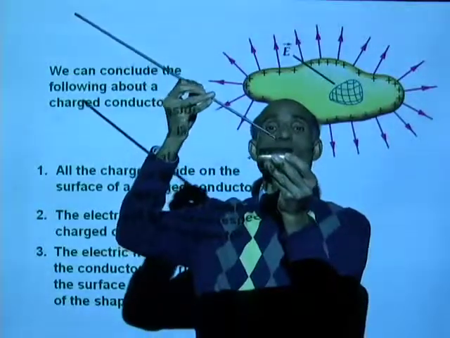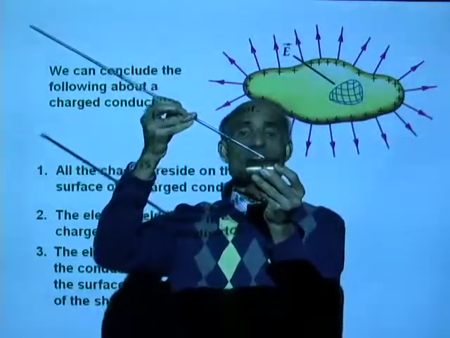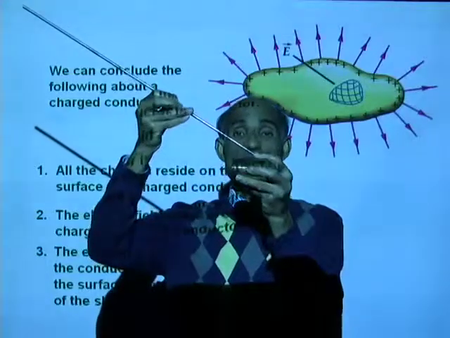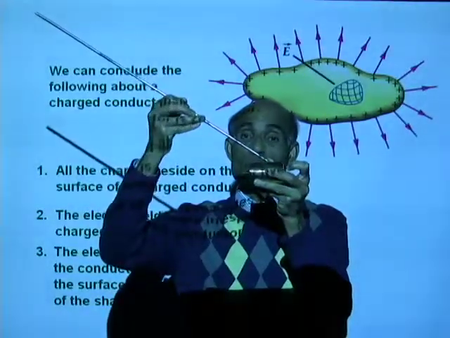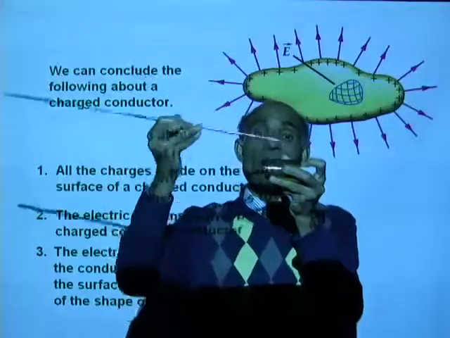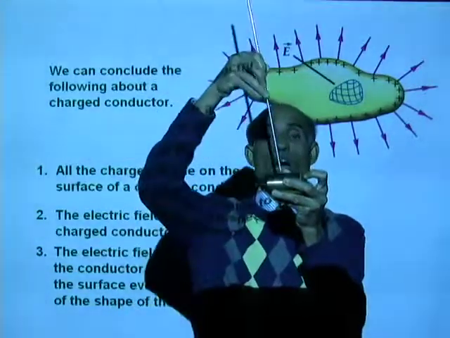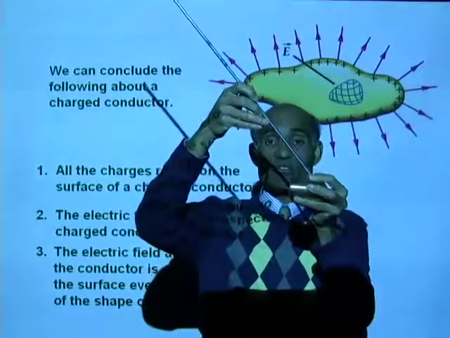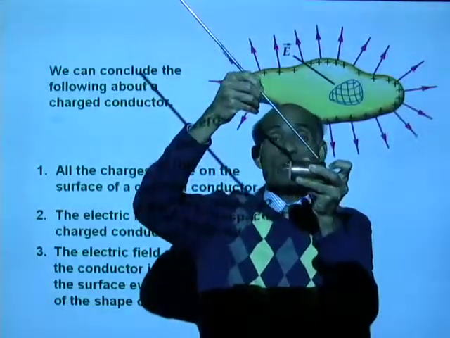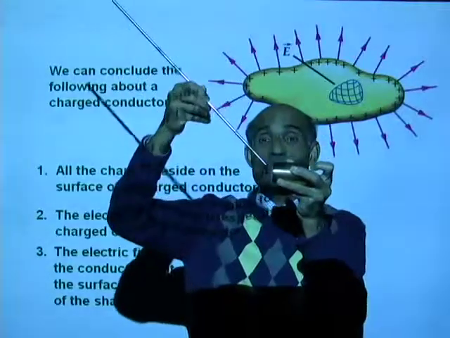Now, suppose the electric field is like this, not at right angles. If the electric field is at an angle, you know that a vector at an angle has a horizontal component and a vertical component. So, if the electric field is like this, there will be a component of the field along the surface.